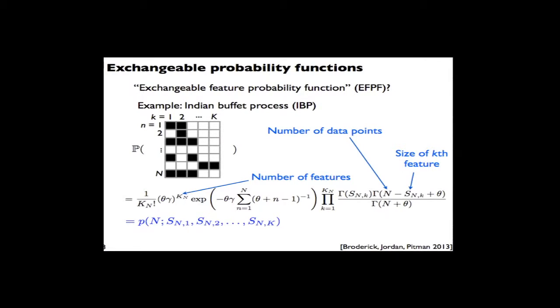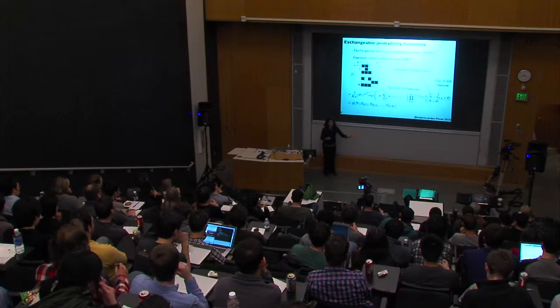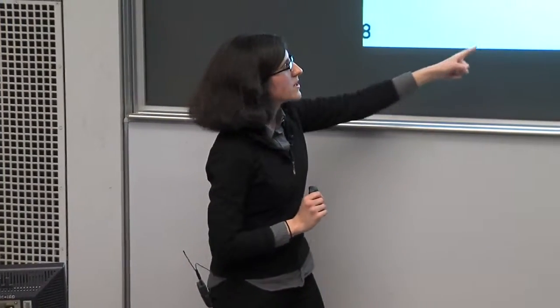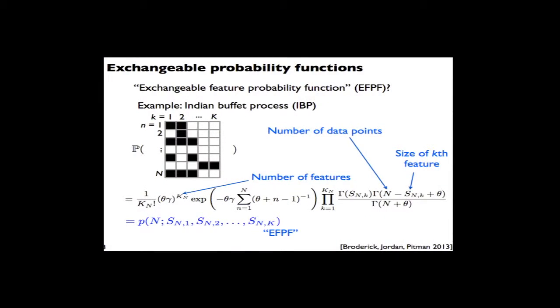OK, so what have we done so far? Well, first of all, I'll note that this Indian buffet process is a valid exchangeable feature allocation. Remember, we added a Poisson number of features at each time. That's potentially unbounded, but it is finite. Also, we note that if I change the order of the data points, these sizes don't change. So it's exchangeable. And then we've also basically said, OK, let's define this as the exchangeable feature probability function. Then the Indian buffet process, the IBP, has an exchangeable feature probability function.